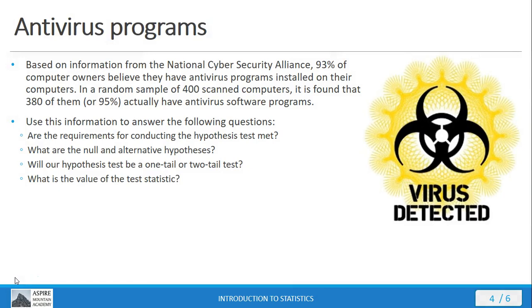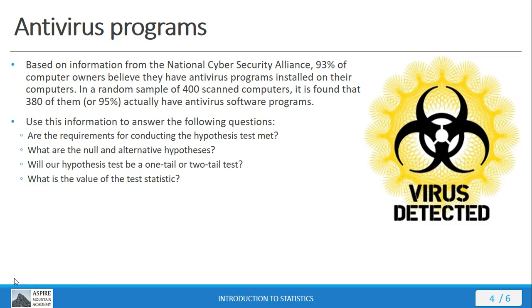Let's look at an example problem that we're going to be using in this and future mini lectures. Here we have information from the National Cybersecurity Alliance that says 93% of computer owners believe they have antivirus programs installed on their computer. We have a random sample of 400 scanned computers. We found that 380 of them actually have antivirus software programs.